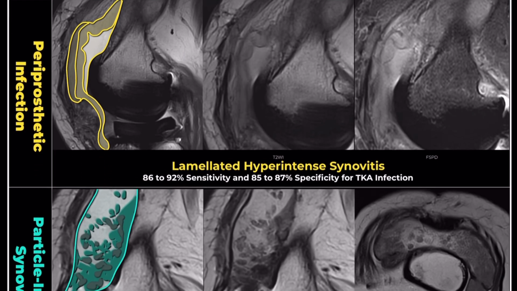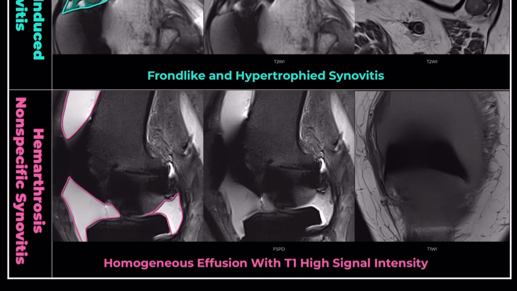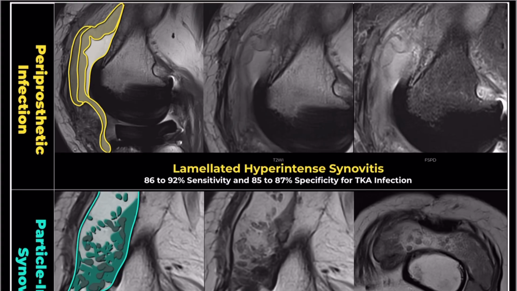Today, we will discuss the differential diagnosis of joint effusion in patients who have undergone total knee arthroplasty. Case 1, Periprosthetic Infection. Let's consider our first patient.